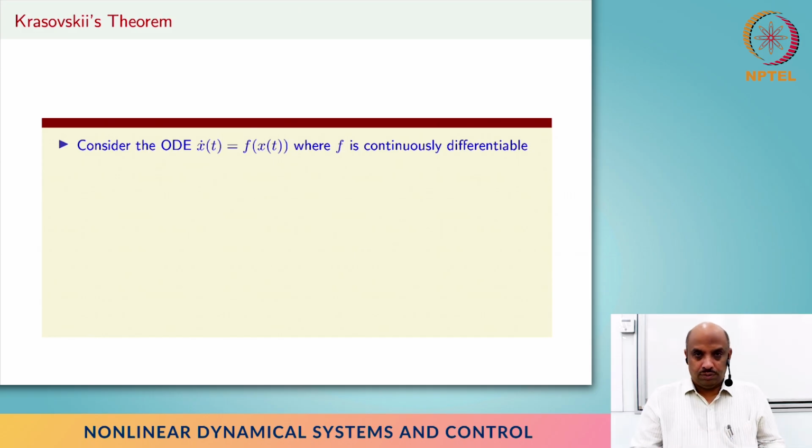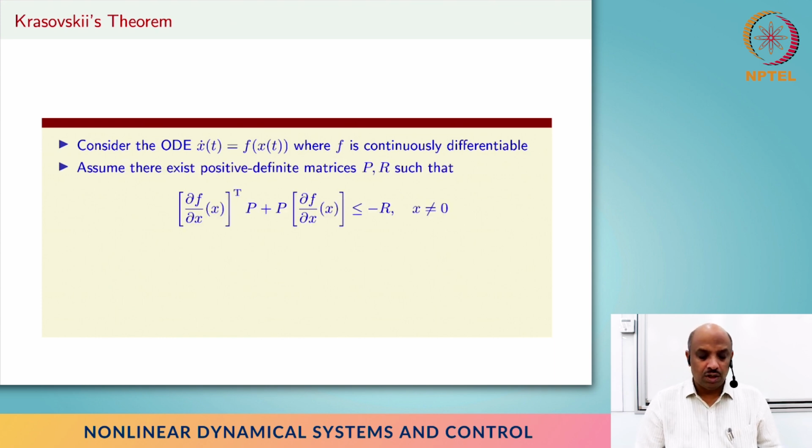So, that's the method of gradient systems. Now we can move on to Krasovskii's theorem, which is another theorem, and it looks quite strange as well, but in some sense it's quite straightforward, right? So what is Krasovskii's theorem?